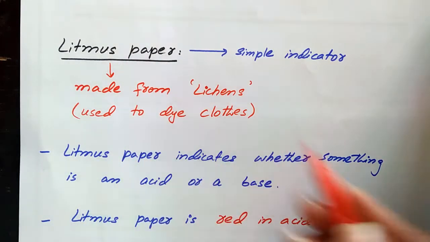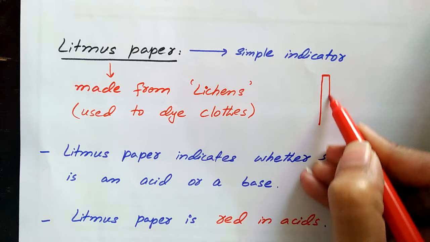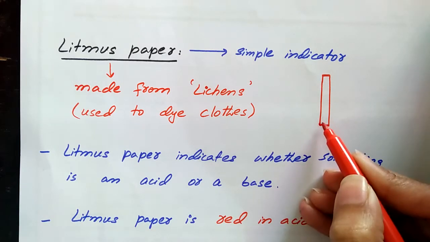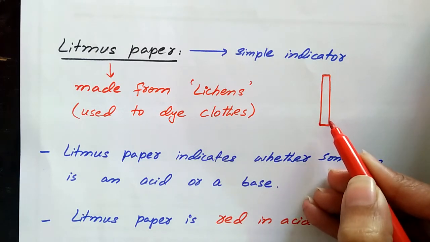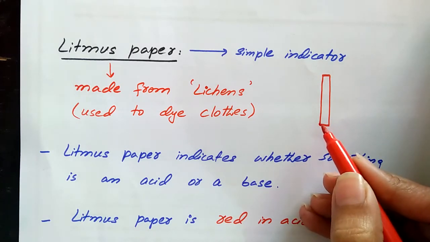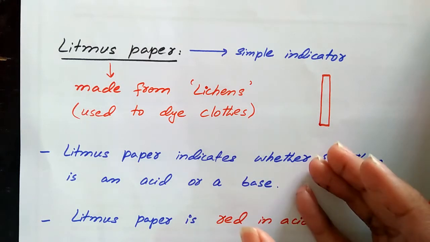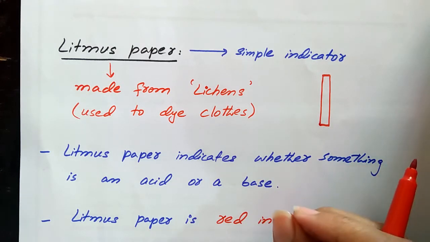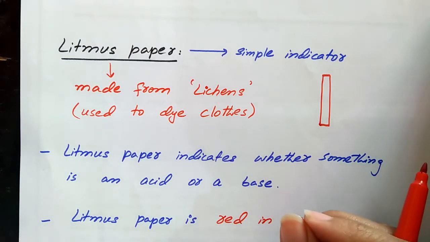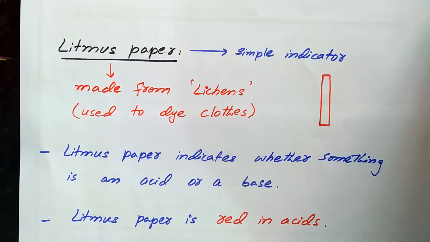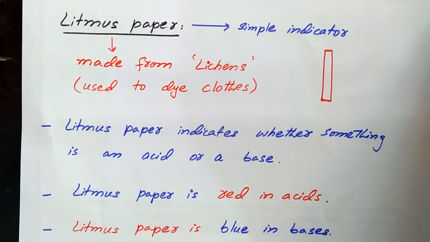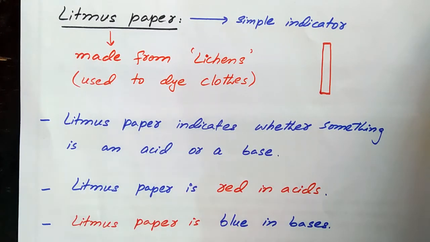Basically, this is a strip of paper that we dip in some acid or base to check whether the liquid given in a beaker is an acid or a base. So how will we test whether it is an acid or a base? We will just check the color of the litmus paper. Litmus paper is normally blue or red in color.